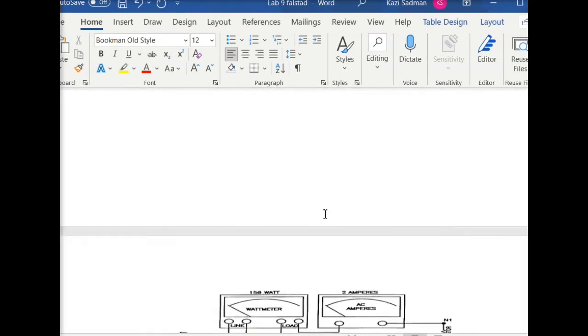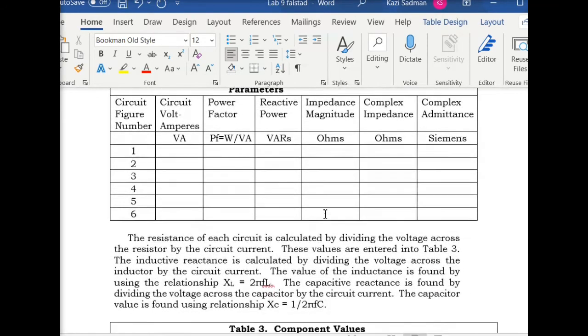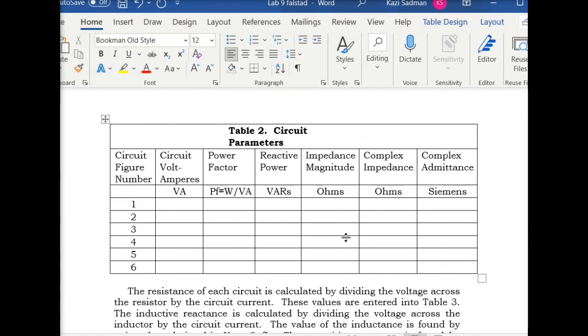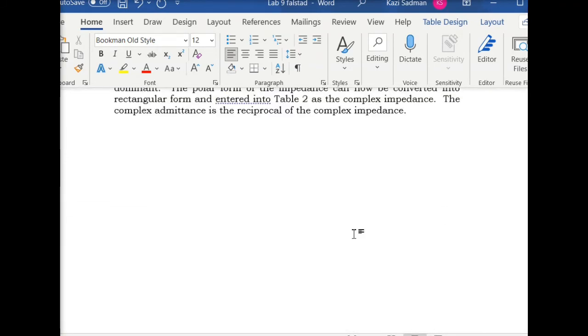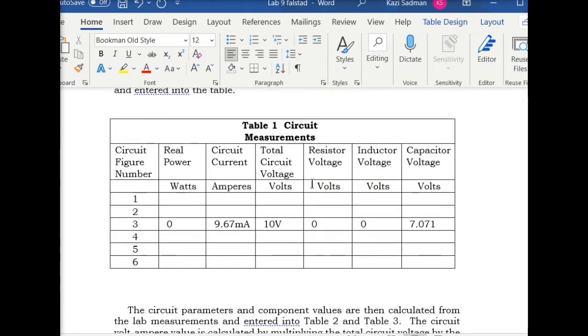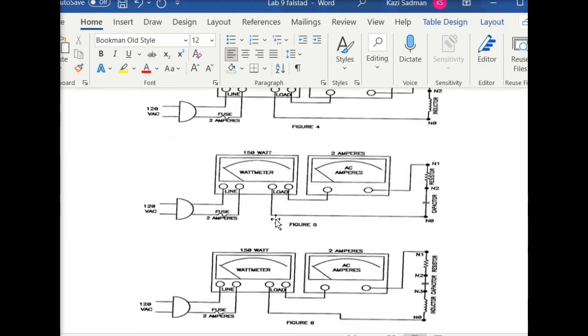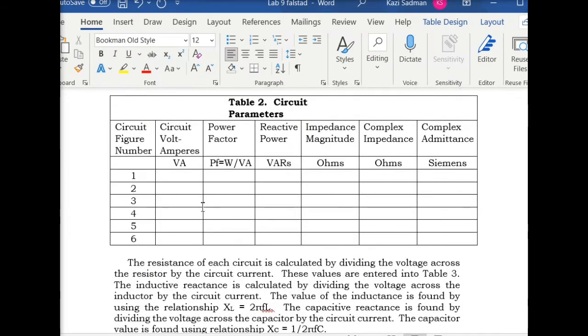Now I'm gonna move over to table 2. So the VA, the circuit volt-ampere, is nothing but this voltage times this current, so it's gonna be 96.7, right? 96.7.